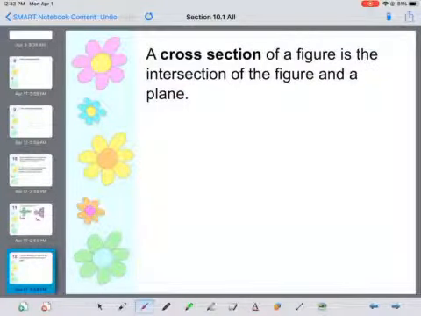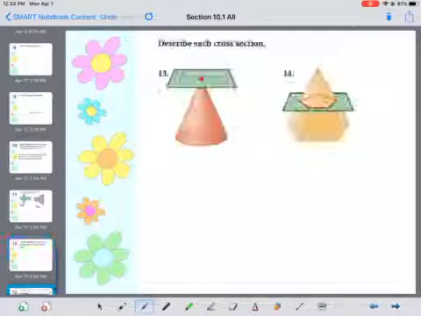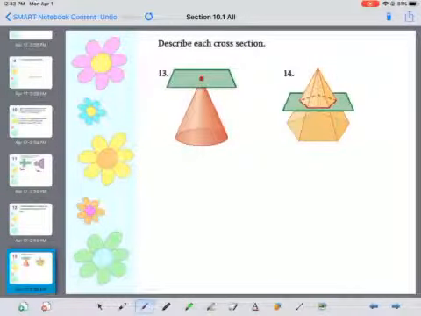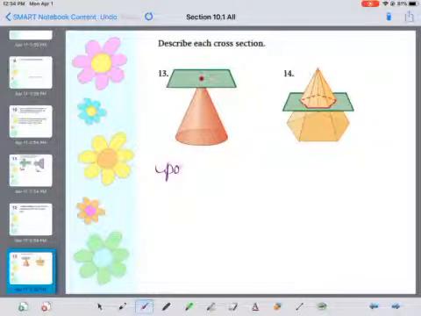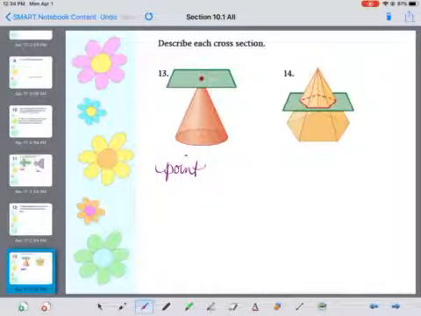Now a cross section of a figure is the intersection of the figure and a plane. So imagine if you have a figure and then you take a machete and you slice it. The shape that is on the new base where the knife or the machete touched, that is called the cross section. So here, this greenish plane is like where the machete touches. So if it only touches at this little spot right here, the cross section would be a point, because the only place your machete touched that cone is at that point.